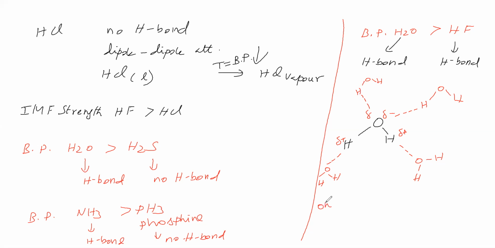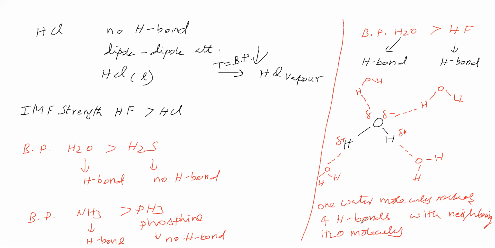Therefore, one water molecule makes four hydrogen bonds with neighboring water molecules. Okay, so we said one water molecule is making four hydrogen bonds with the neighboring water molecules. So what about HF? That we will see.